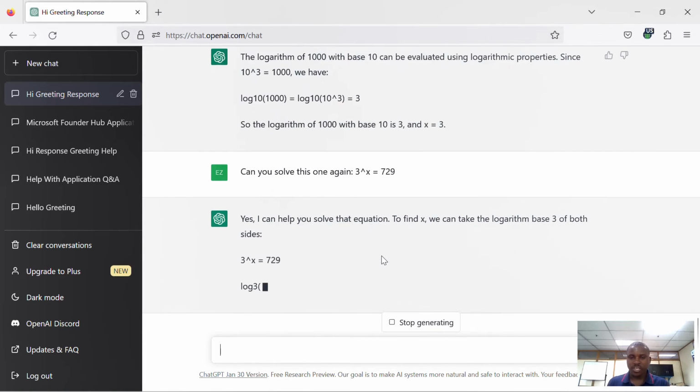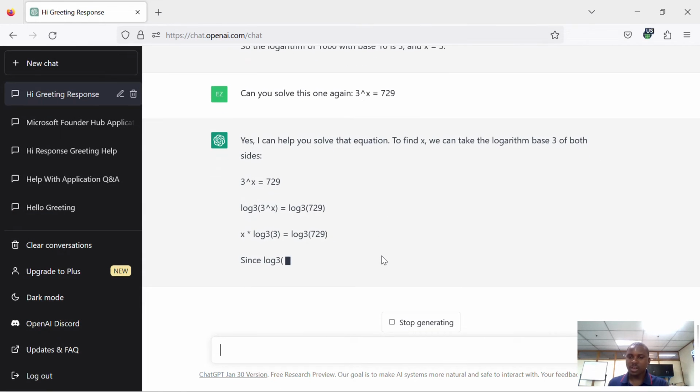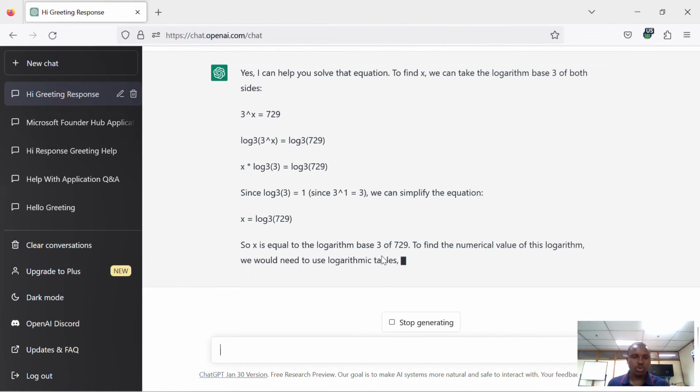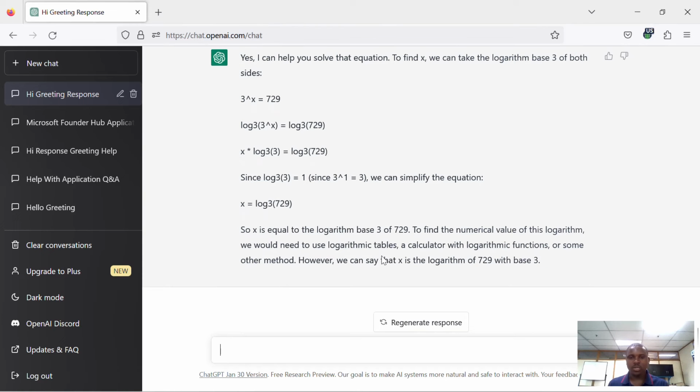Yes, I can help you solve that equation. To find x, we can take the logarithm base 3 of both sides, and since log base 3 of 3 is equal to 1, we can simplify the equation to x equals log 729 base 3. So x is equal to the logarithm base 3 of 729. To find the numerical value of the log, we would need to use logarithmic tables, a calculator, or some other methods. However, we can say that x is the logarithm of 729 with the base 3.